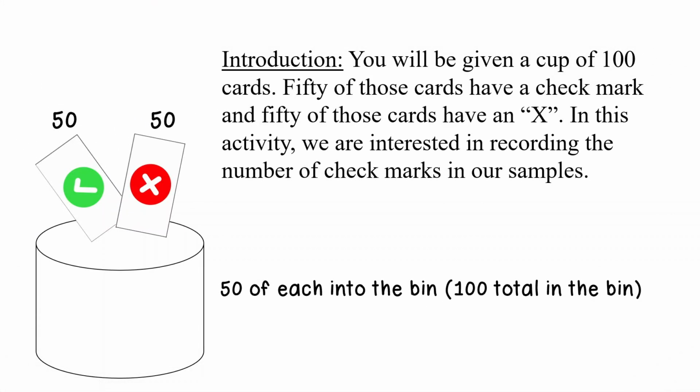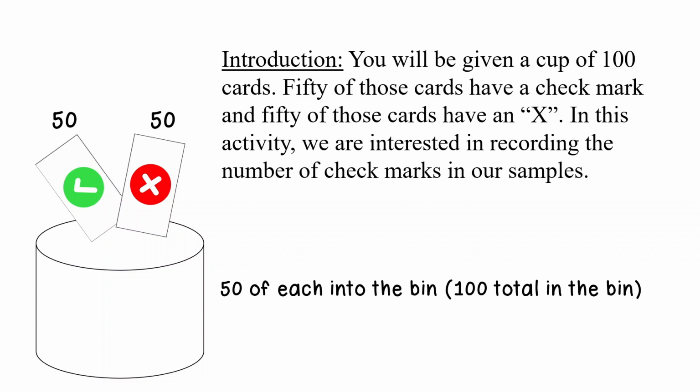We are going to be running a simulation of the sampling distribution of a sample proportion today. And to set up our simulation, we are going to be imagining we have a cup of 100 cards. Now, you may or may not have these cards in front of you. If you do, that's awesome. You can work with them as we go through. If you don't, then you can just follow along and imagine these cards are in front of you. So in this bin, or in this cup of 100 cards, 50 of the cards have a check mark, and 50 of the cards have an X on them, as in the visual you see on the screen.